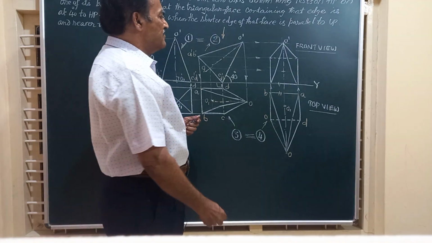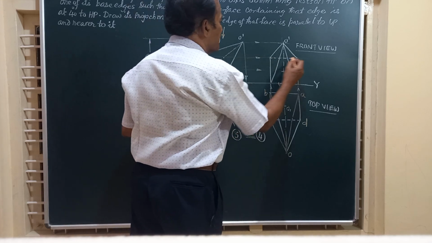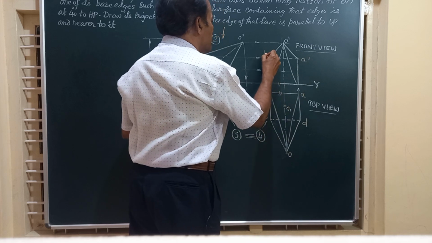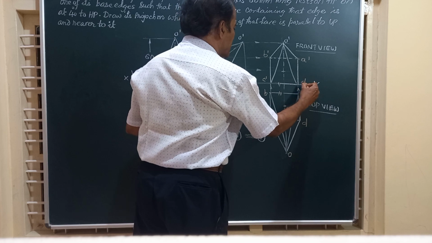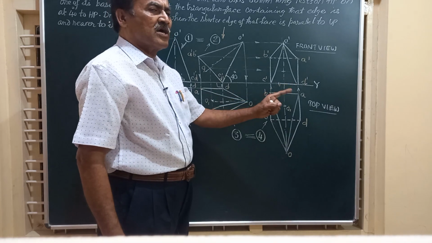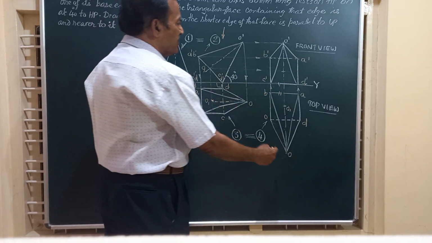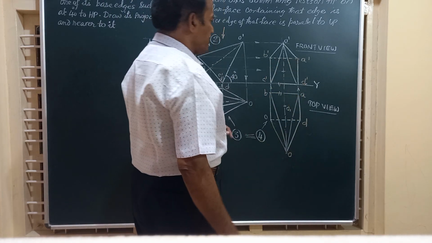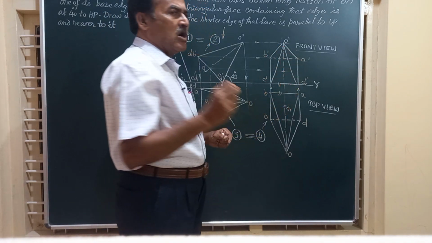How to obtain it? Friends, let us start from point A. Draw a vertical line from A and a horizontal line from here. The point where those two intersect is A dash. Similarly, you get B dash here. This is C dash and this is D dash. C dash D dash is the shorter edge or the edge of the base on which the pyramid is resting. And friends, if you look from here, the edge AB is not visible, hence I have shown it by a dotted line.